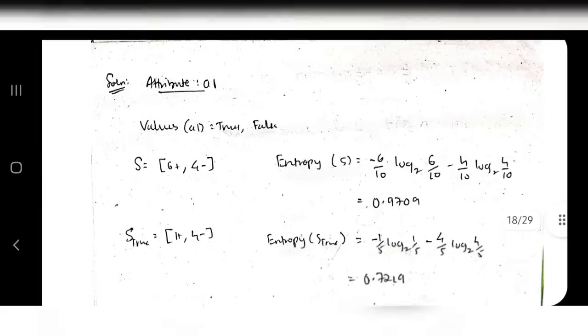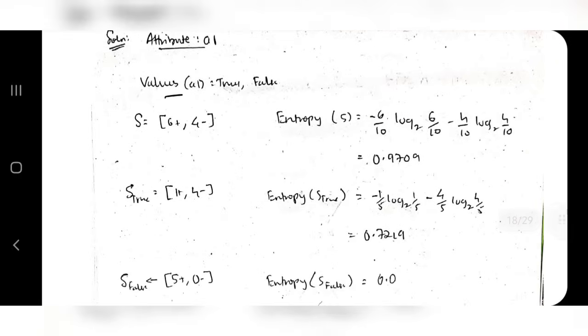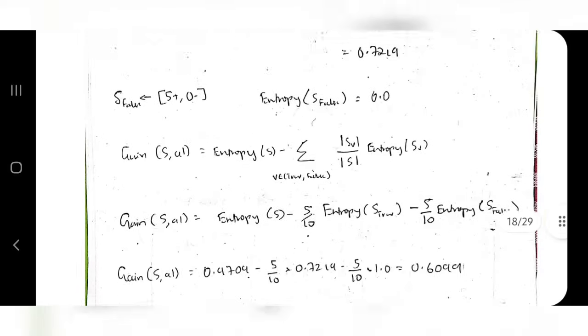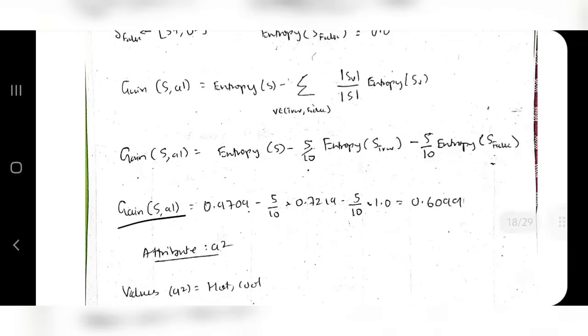First you have to see the attribute A1, write down the values for A1. You have true and false. Calculate the S value, which is the entropy value for A1. After you have done this, calculate S true, S false. Two values for A, so you will calculate two entropies. After you have done that, substitute in this formula and keep it as such.